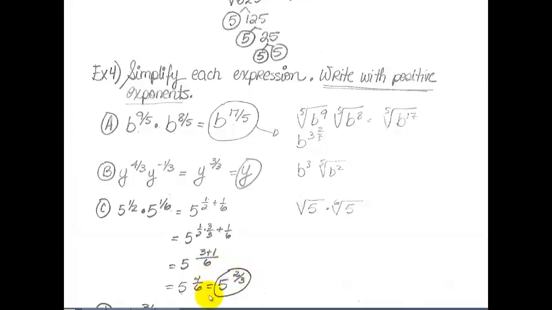Okay, so basically here we're not dealing with radicals at all, because the problem is asking us to write with positive exponents. So all you have to do is take the exponents and add them, but be careful to make sure that they have a common denominator.